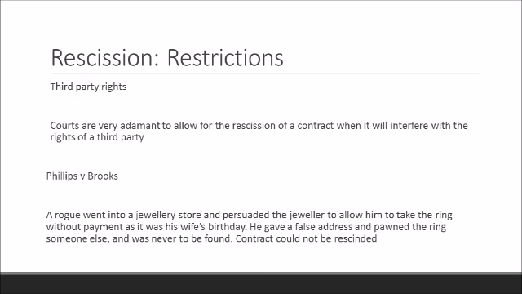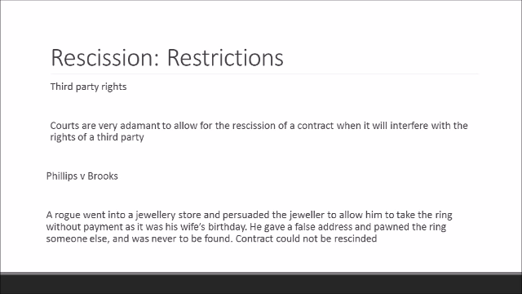So what about third-party rights? Will the court allow a contract to be rescinded if it affects the rights of a third party? Well, the courts are actually very adamant to allow for the rescission of a contract when it will interfere with a third party's rights. It may happen, but it will have to be a very exceptional circumstance.